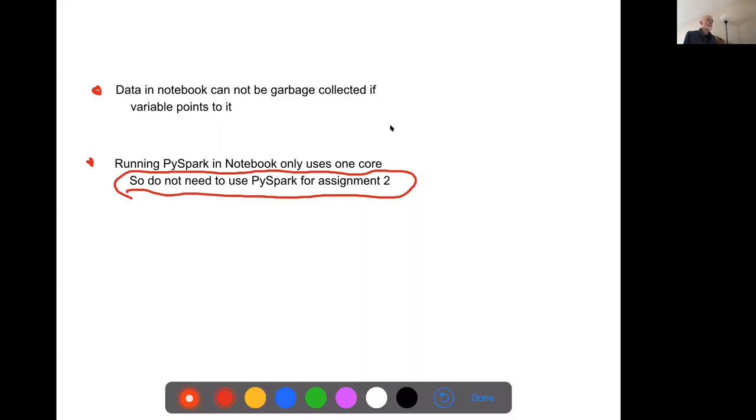Okay, any questions about what was talked about, or assignment two you want to bring up? Why is it that you can't use more than one core in the Jupyter notebook, out of curiosity? I haven't figured that out yet. Okay.